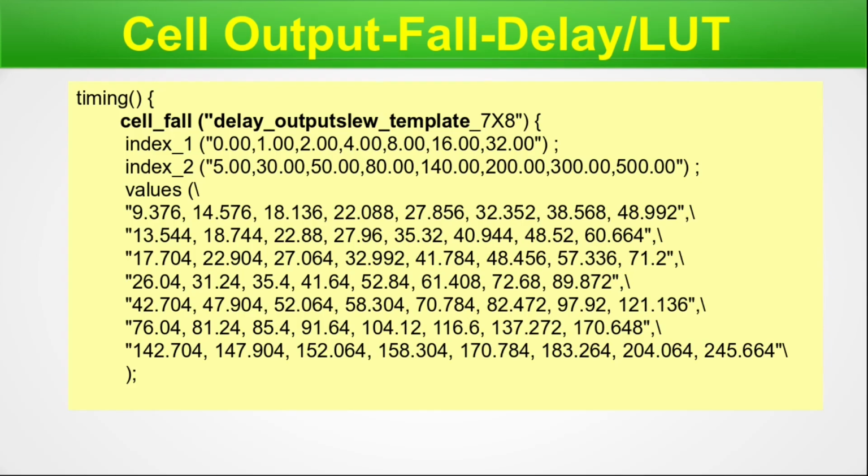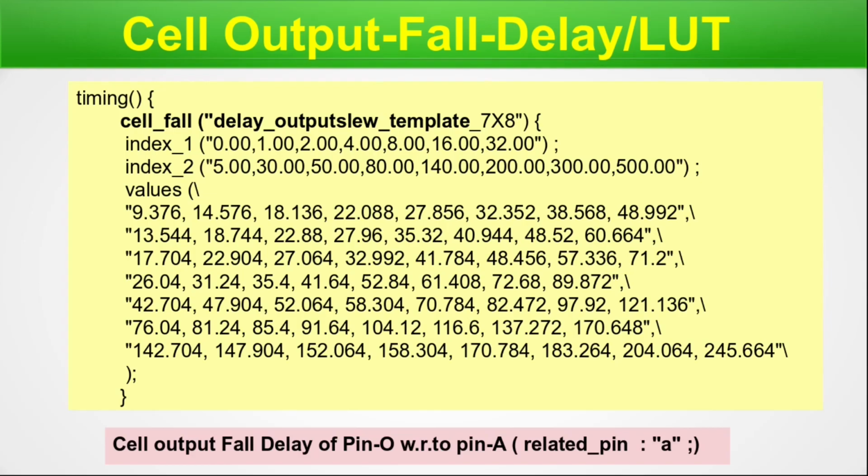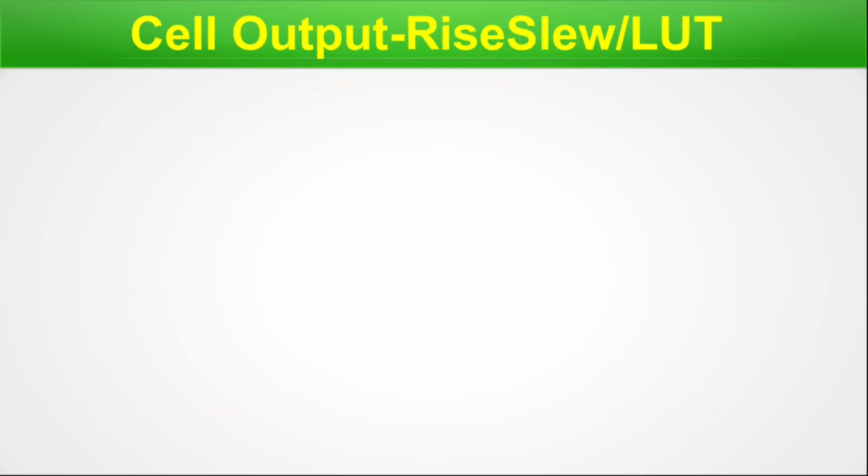Yes, all these types of LUTs will be there. We close it here, and again re-emphasizing the point that this is the output fall delay for pin O with respect to pin A, which we denote with the related pin name token, and the value is A. So we are done with this example. So let's move on. Cell Output-RiseSlew LUT.